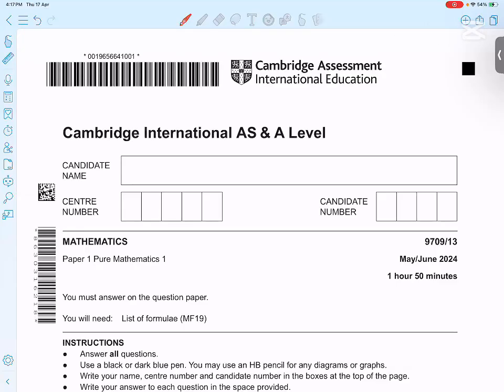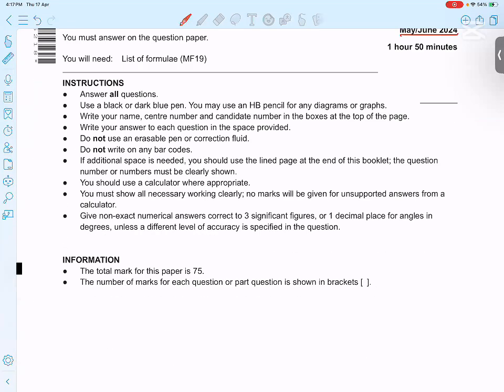Bismillah ar-Rahman ar-Rahim, June 24, 13th variant and complete pure paper. So let's try to solve it.